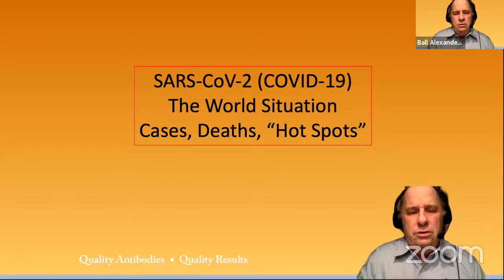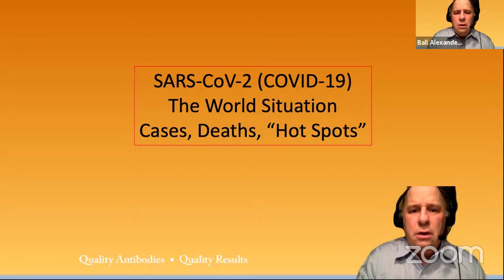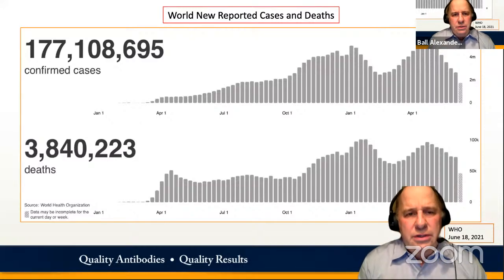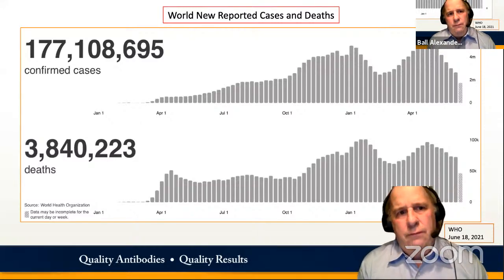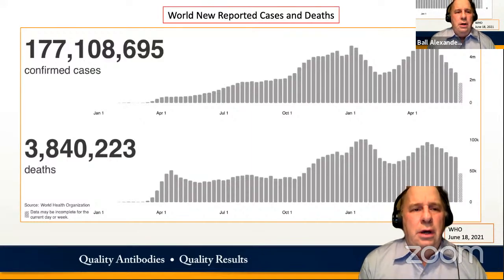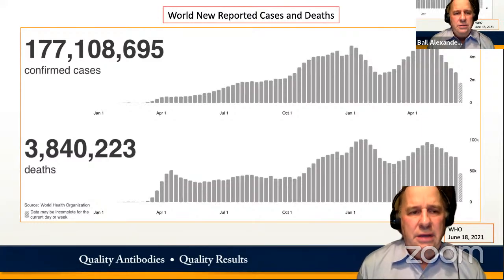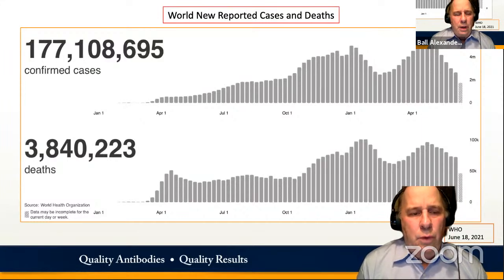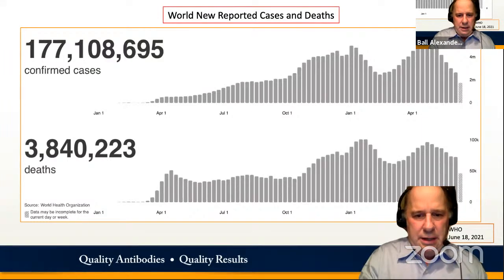Where is the world in terms of cases, deaths, and hotspots, areas where cases are increasing? At the present moment, from data from yesterday, the WHO, or World Health Organization, numbers are that we're just over 177 million confirmed cases of COVID-19. And sadly, among that, well in excess of 3.8 million deaths.